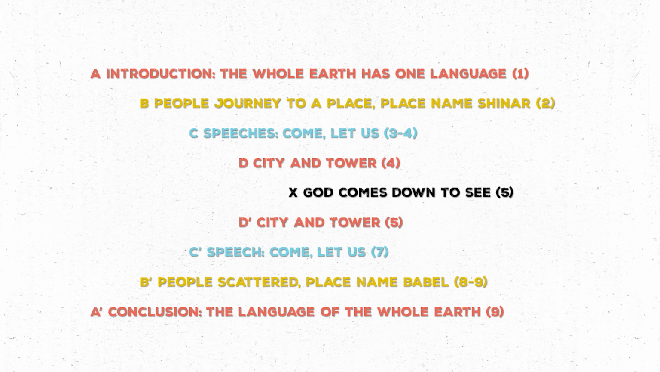So that's the setup, but as you may have already noticed, there's one additional element that's not repeated, and that's the statement about God coming down to see in verse 5. So that's the center of the structure, which makes sense because it's the turning point of the story, and it's also the thing the author wants to highlight in a special way. So if you want to understand what this story is all about and what the message is that the author is trying to get across, you need to pay special attention to this part of the text and think about the significance of this statement.